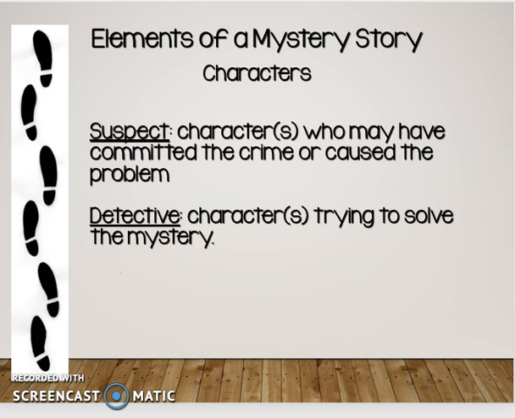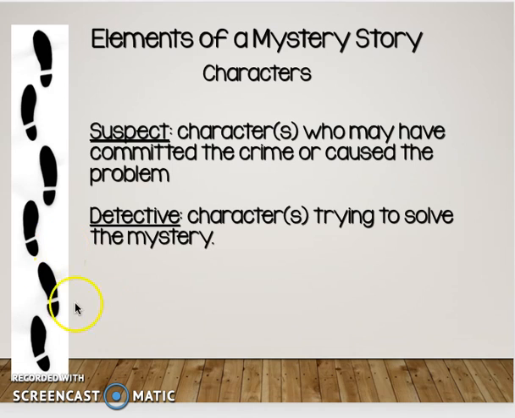So the first thing that you need to have in your mystery story are your characters. Now, there are two kinds of characters that you can have and should have in your mystery story. The first one, fancy word, is called a suspect. And that's a character or characters who may have committed the crime or caused the problem. Maybe they stole something or hid something from someone. So that's called the suspect.